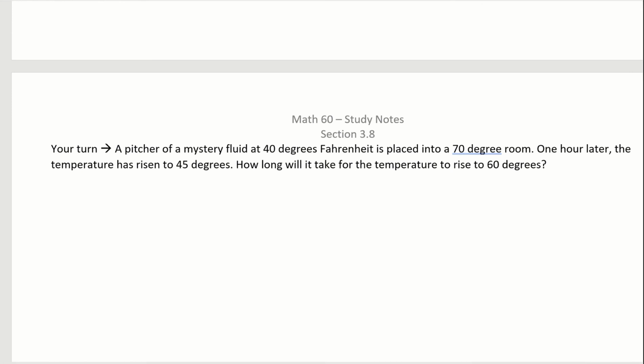And start it again. And here's what I would do with this one. So here we got mystery fluid, 40 degrees, 70 degree room, 1 hour later. Okay, so we're ready to go with this thing. I'm going to actually go right to it. Y is equal to some m e to the kt. Here's your table. T, temperature, and y, which is temperature minus the surrounding temperature.